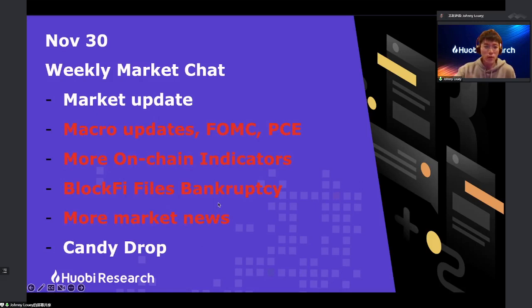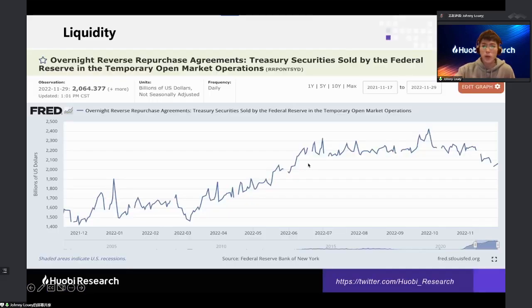We're also going to cover some market news which is quite important, because since the FTX collapse, a lot of institutions have been tied to the FTX black hole, and we're having BlockFi filing Chapter 11 bankruptcy, and that's another pathetic event, and we'll talk about it in a bit. So without further ado, let's look at the current market first.